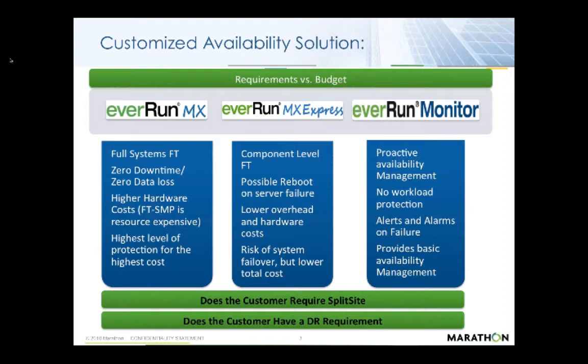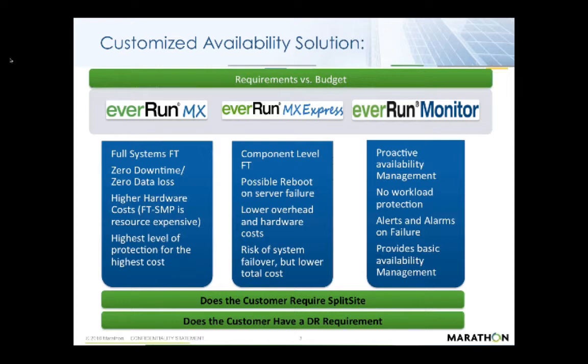Now, obviously, it offers no workload protection because if the customer decides to not go with a redundant solution, they'd be running on a single server. But it does offer the proactive nature of alerts and alarms on failure and the ability to really tighten up that recovery point objective by understanding and knowing about problems as they occur without having to wait for an issue to occur, or without having to respond to customer inquiries when something's failed. Everrun Monitor will put the customer out in front of those scenarios.